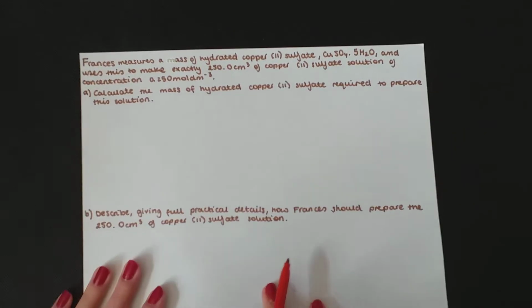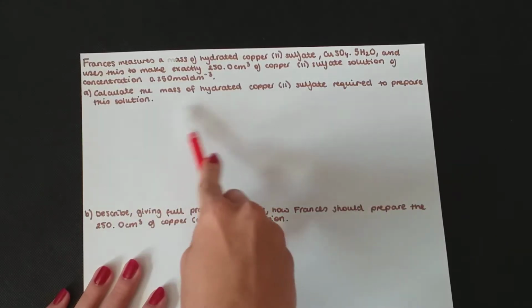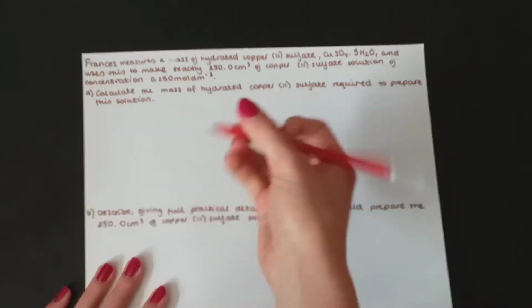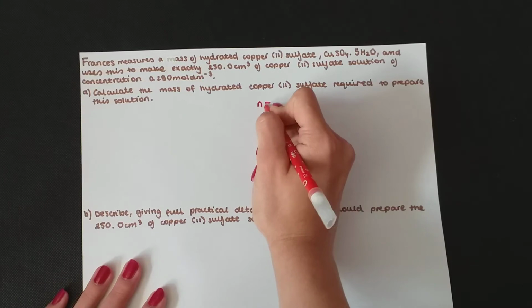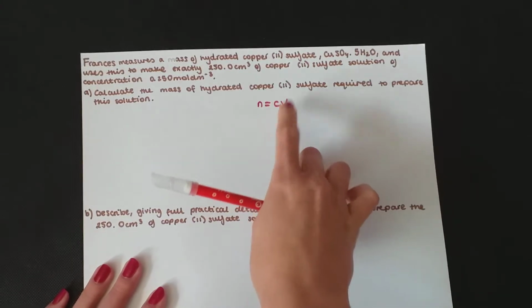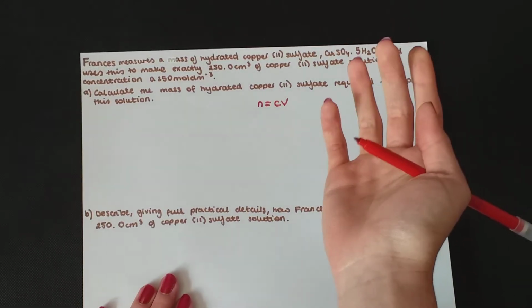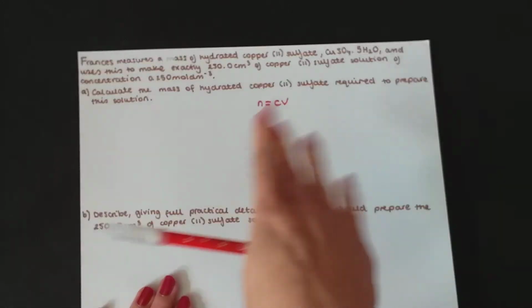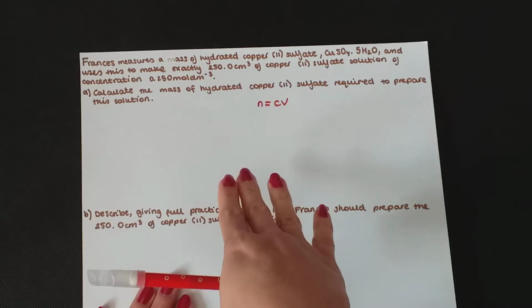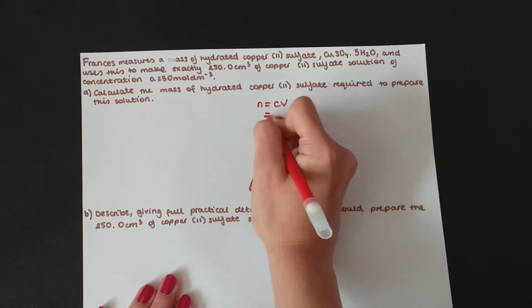So whenever you've got a concentration and a volume of any solution, you know straight away that you are going to have to find the number of moles. If we have a concentration and a volume, that always means you have to find the number of moles. So even if you don't understand the question at all, just do this, because that will get you at least some of the marks.